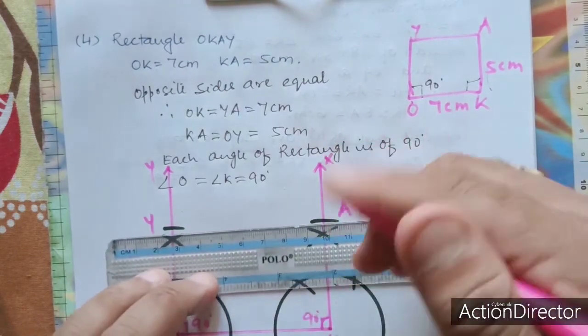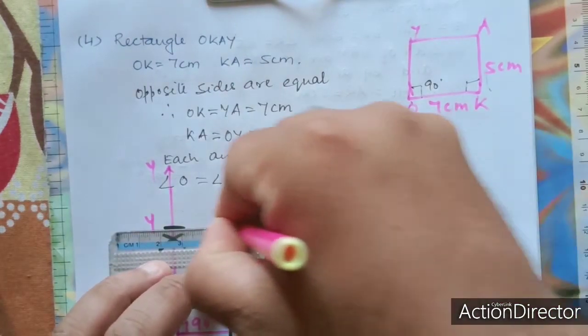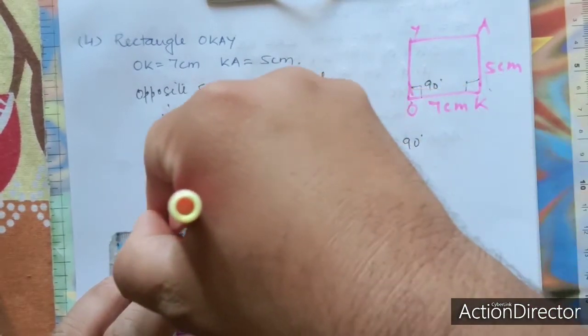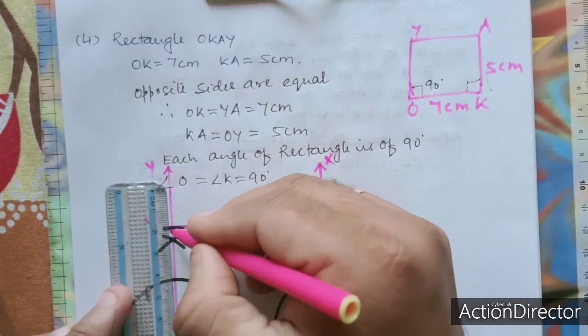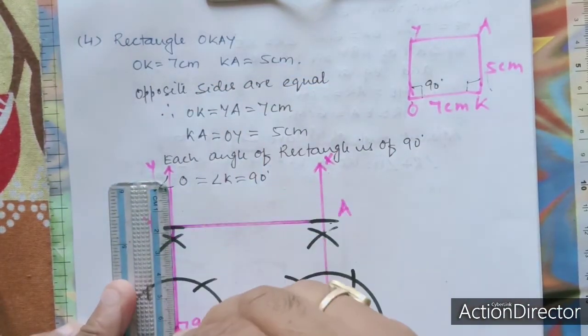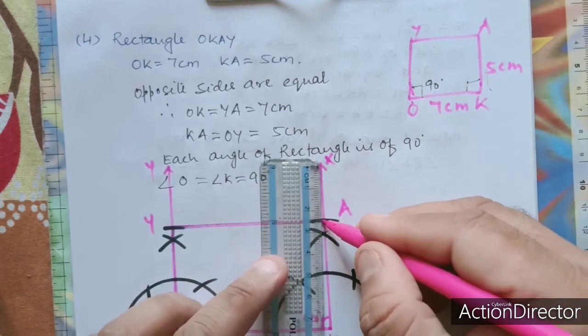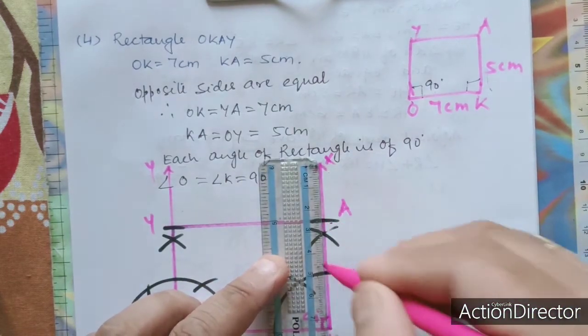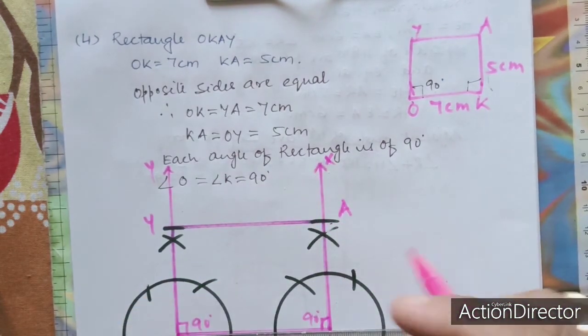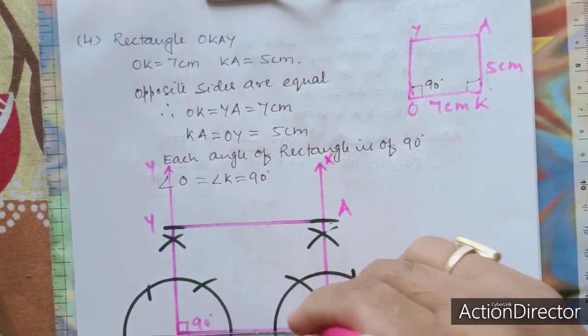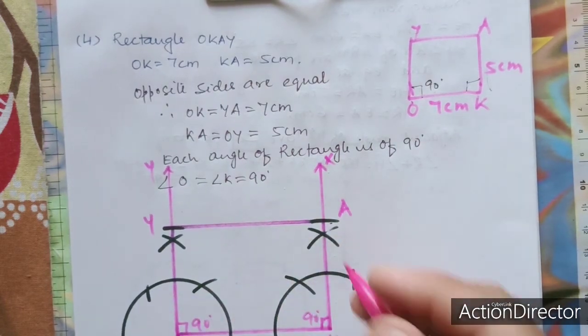Now join AY. Now this is the required rectangle OAKY. This is the required rectangle OAKY.